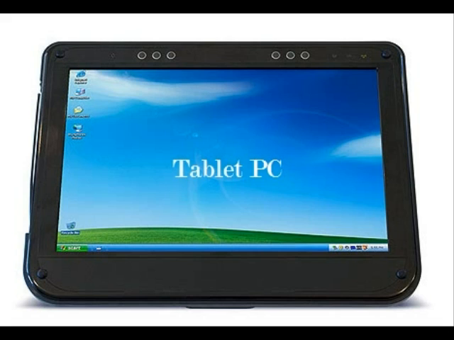Tablet PC. A tablet PC is a wireless, portable personal computer with a touchscreen interface. The tablet form factor is typically smaller than a notebook computer but larger than a smartphone.